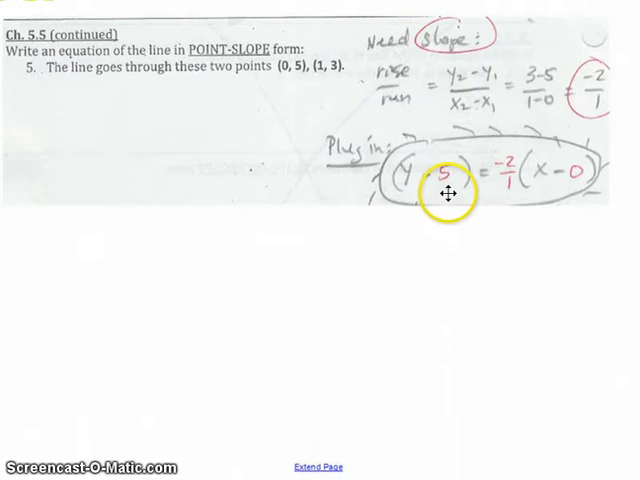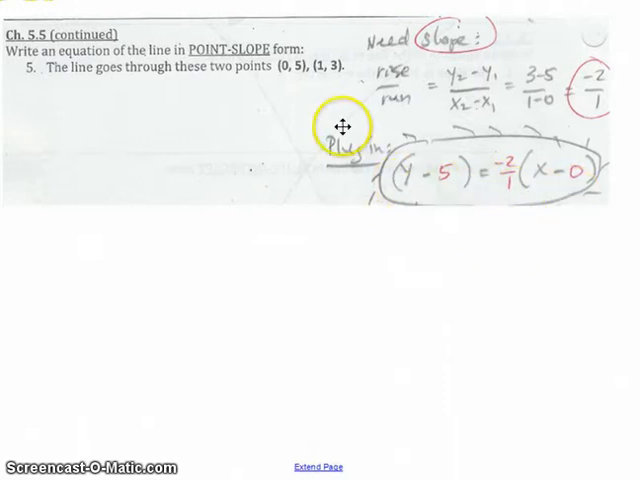But you know what? I do have a point. I actually have 2 points to choose from. Let's see which one I picked, because I think I only did one. Okay, I picked (5, 0). And I went ahead and plugged it into my y minus y1 equals slope times x minus x1 formula.